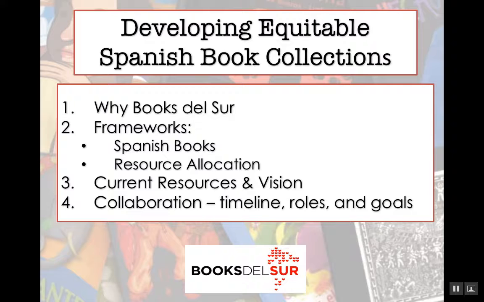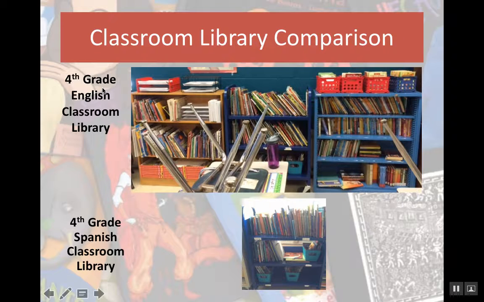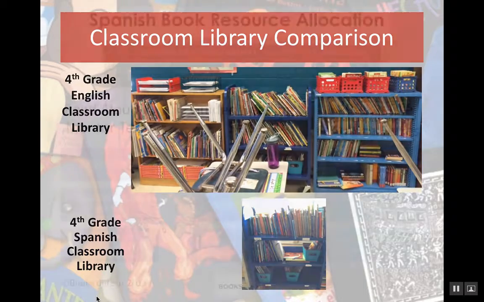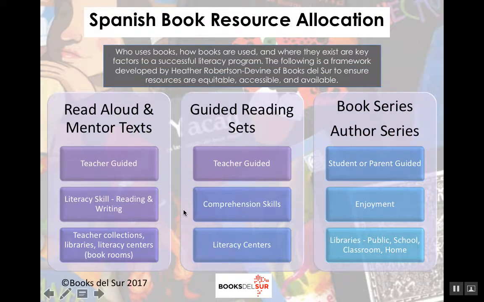But what I want to talk to you today about is resource allocation, the idea of where we have our resources in school. This is generally what a classroom library looks like when we're comparing our English book collections to our Spanish book collections. This is not equitable, right? So what are we going to do about it? Well, here's how I like to think about it.